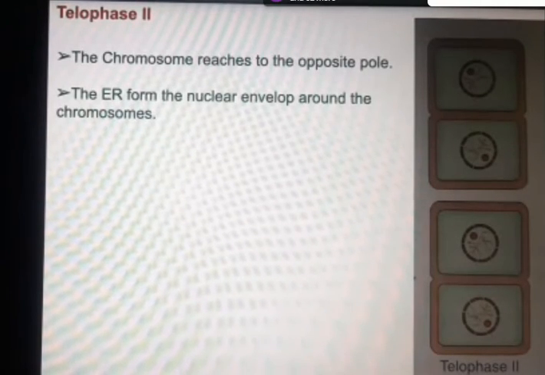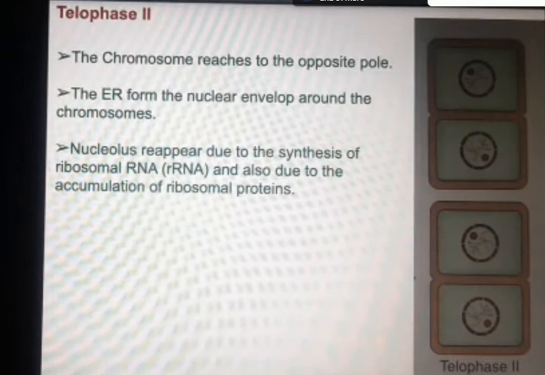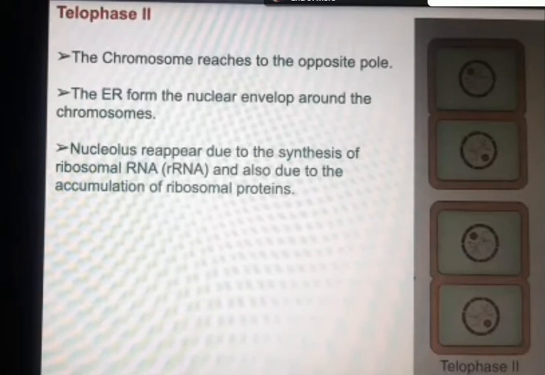The endoplasmic reticulum forms the nuclear envelope around the chromosomes. Then the nucleolus reappears due to the synthesis of ribosomal RNA and also due to the accumulation of ribosomal proteins. These kinds of activities and all these things.